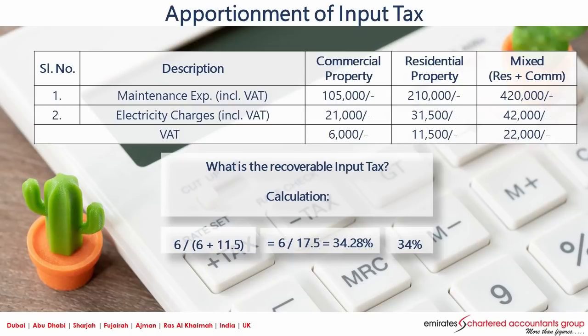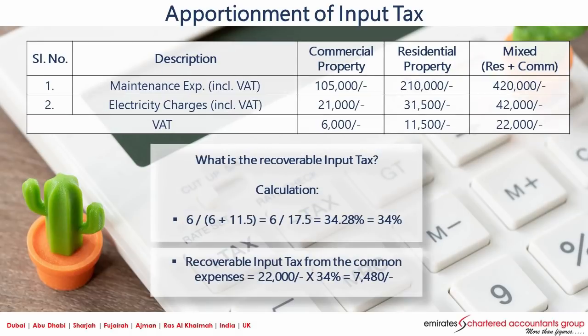Hence this percentage has to be applied to the tax paid on common expenses, that is 22,000 into 34 percent, that means 7,480 dirham. This is the amount recoverable against the 22,000 of common expenses. So in this example, in short, the total eligible amount for recovering VAT is 6,000 plus 7,480, that means 13,480 is the total amount which is recoverable for the entire expenses.